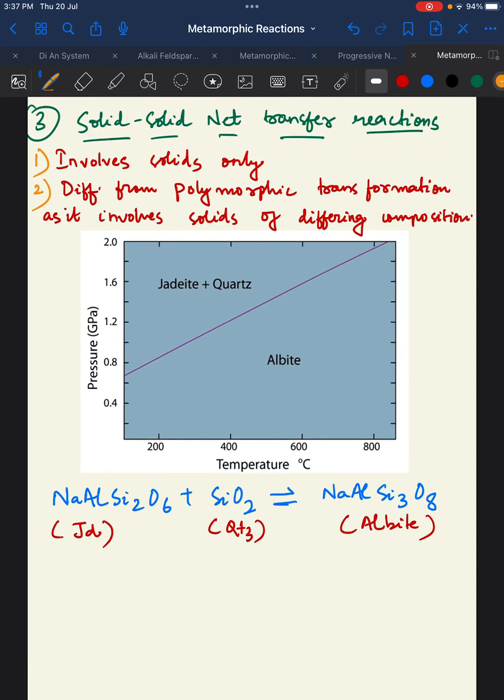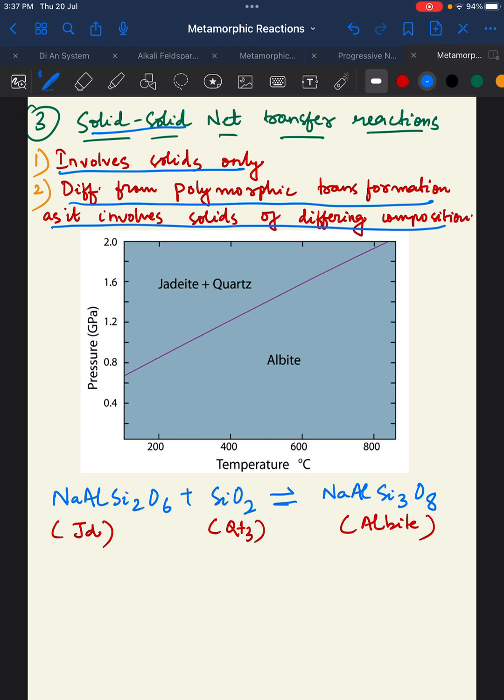Solid-solid net transfer reactions. Since the reaction name is such, solid-solid means it involves only solids. So the first point is it involves only solids, and it is also different from the polymorphic transformation as it involves solids of differing composition.